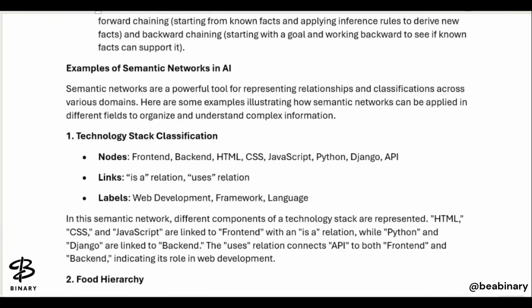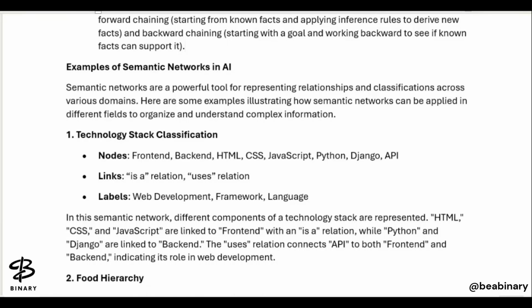Now, what are the examples of a semantic network in AI? What different examples are there? Semantic networks are a powerful tool for representing relationships and classification across various domains. Now, a few examples we are talking about.